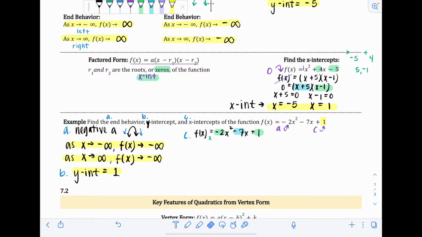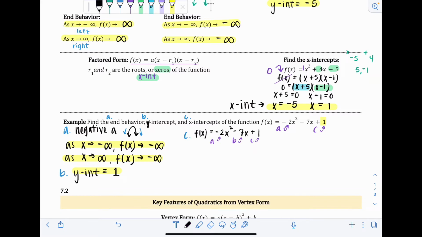If it's not factorable, there still could be x-intercepts, but you have to find them a different way. You have to use a different method of solving quadratics. So it's not factorable, you can use completing the square or the quadratic formula. This would not be a good one to use completing the square because I would have to divide everything by the lead coefficient negative 2, which is going to give me something funky to work with. So I'm just going to use the quadratic formula. So my a is negative 2, b is negative 7, c is 1.